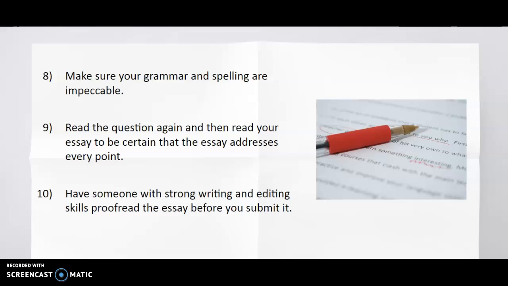And the last one says, have someone, I would choose that to several, or at least 2 or 3 people with strong writing and editing skills proofread your essay before you submit it. And the reason I say that is because, again, you'll start to forget what you need to focus on. Plus, you want to make sure that that person has those skills, and so the more people that you have look at it, the better off you are going to be.